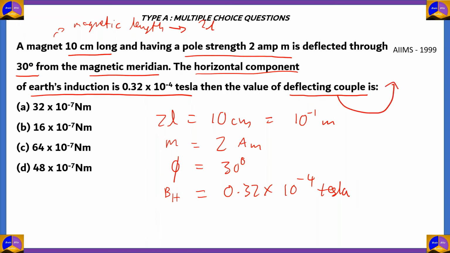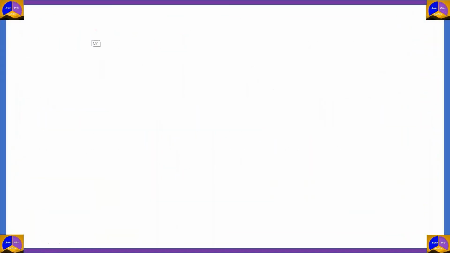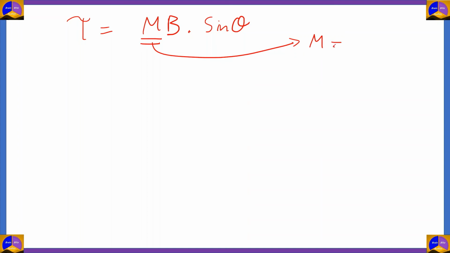Remember that couple is just another word for the quantity torque. So we need to find the torque that this magnet is experiencing. What is the formula for torque? Torque in magnetic terms is equal to mB sine theta. It is the cross product of magnetic moment of the magnet and the external magnetic field. However, notice that we're not given the magnetic moment.